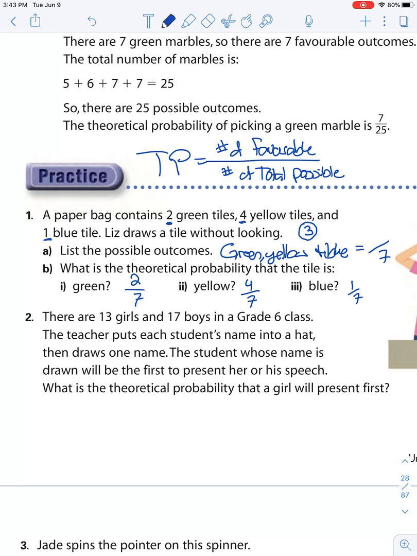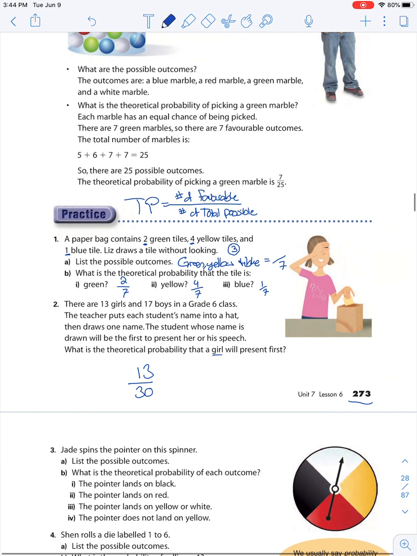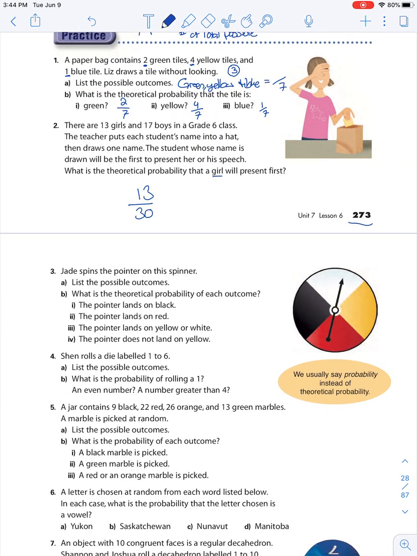Next one, there are 13 girls and 17 boys in the class. The teacher puts names into a hat. Okay, so we know, again, the total number of possible are 30. And then we want girls, so 13 over 30.